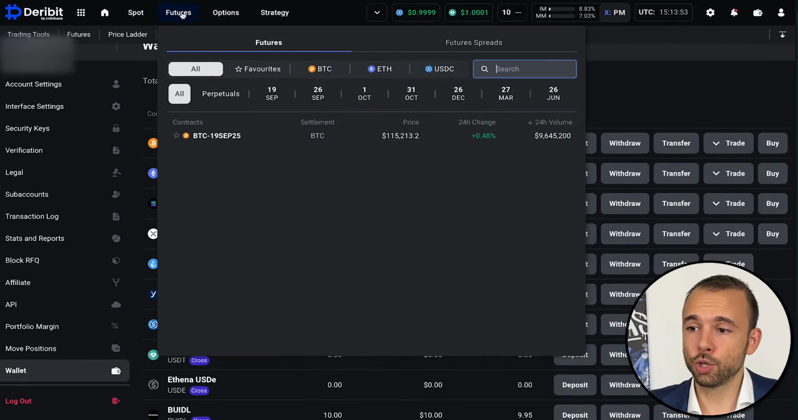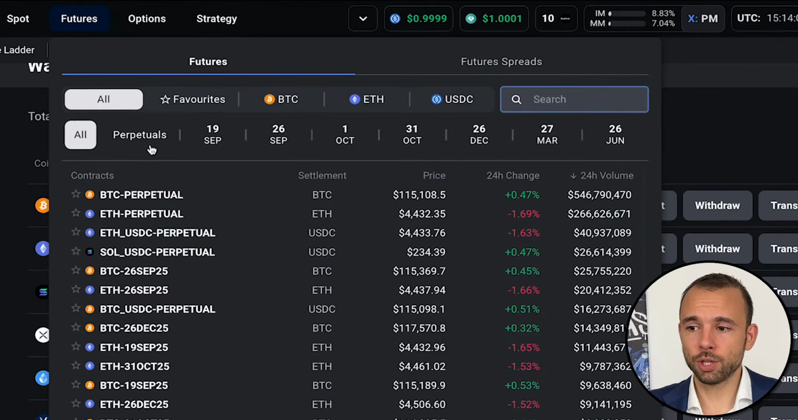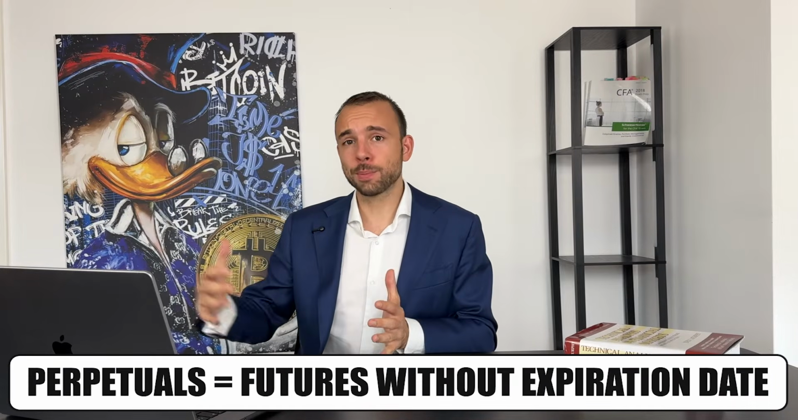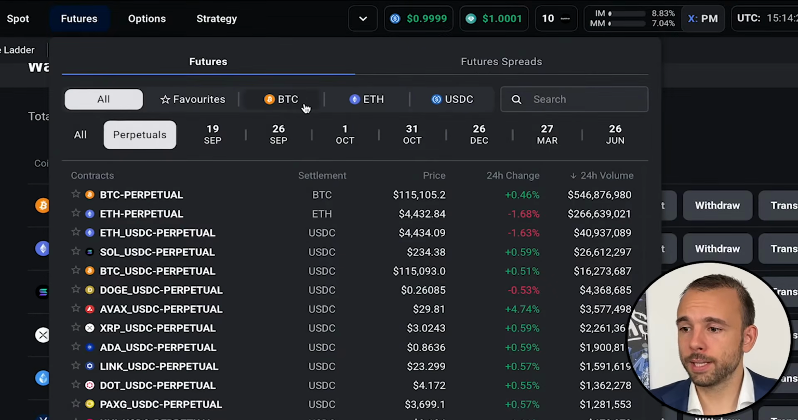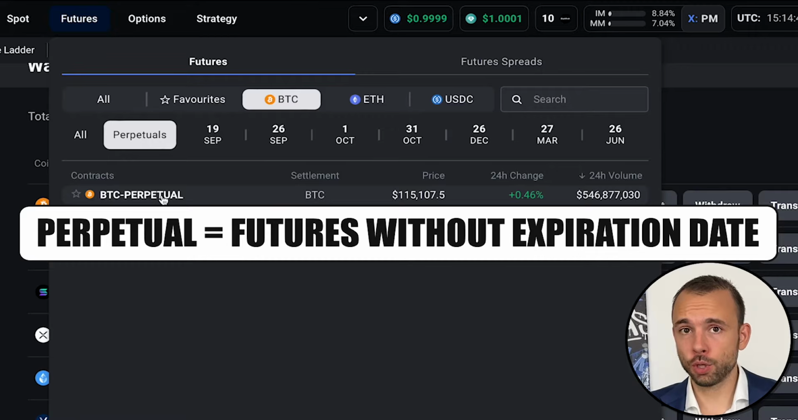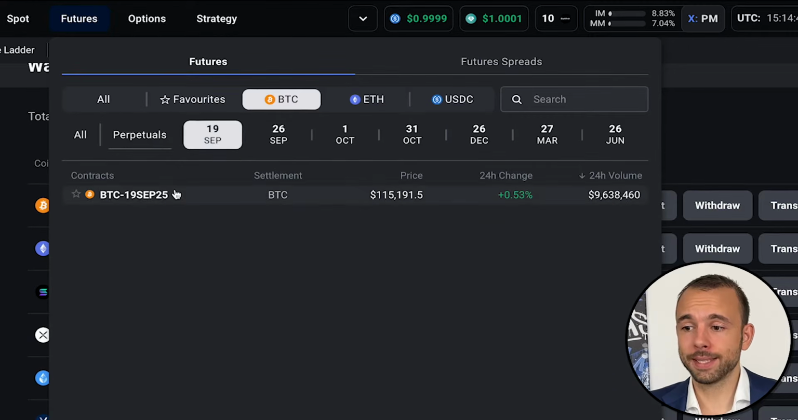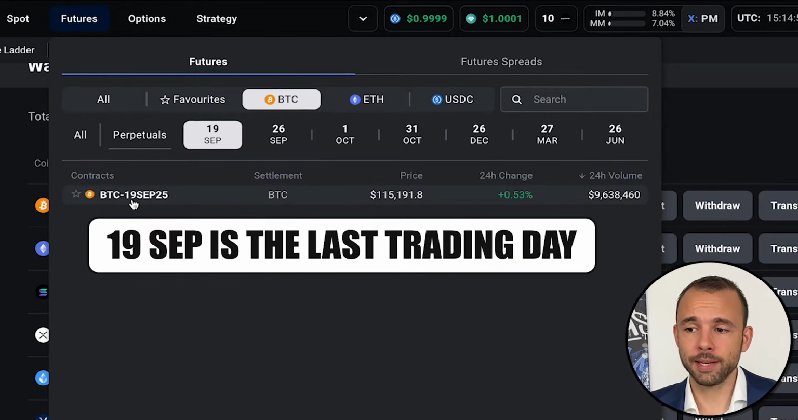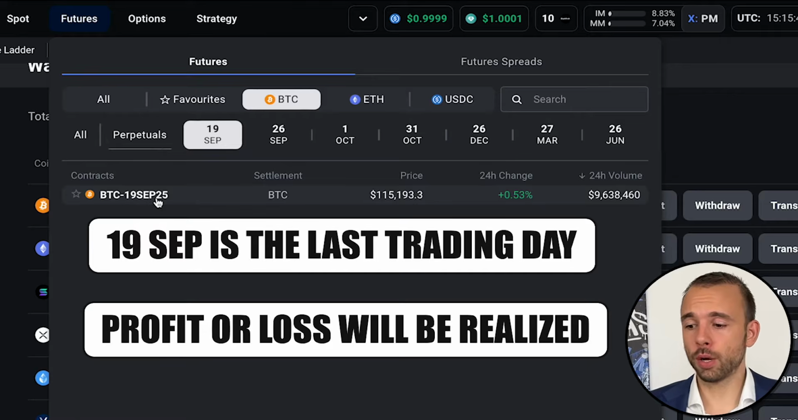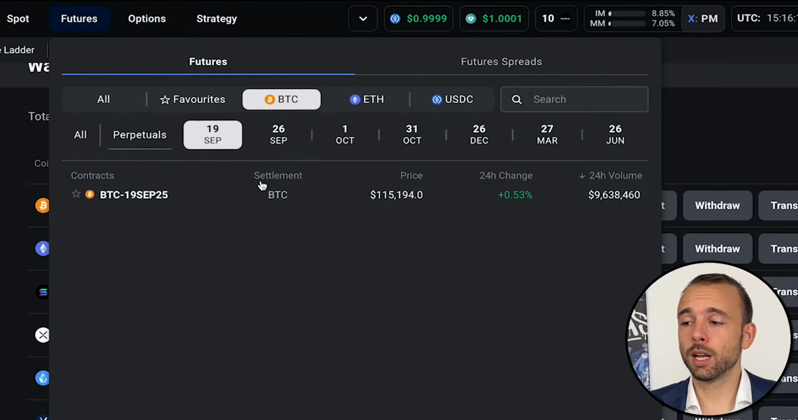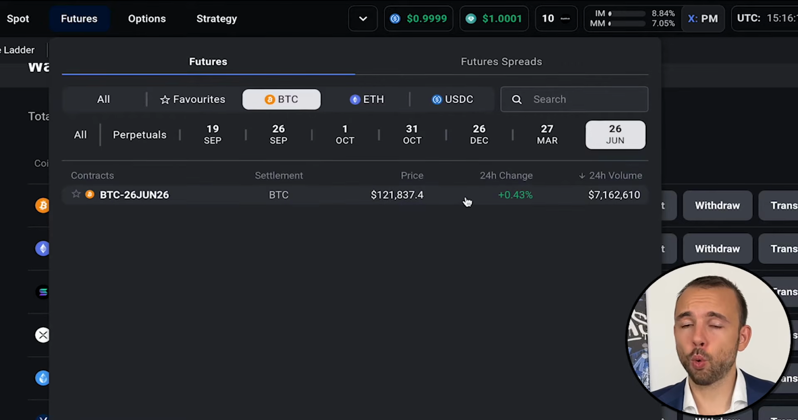And now let's take a look at the futures trading. So on Deribit you can trade perpetuals, so that means futures with no expiration date, and also futures with a fixed expiration date. So for example, if we select Bitcoin, we can find a perpetual future here, and also we can find the futures with fixed expiration date. So if we select the Bitcoin future with expiration date of 19th of September 2025, the cash settlement will take place at this date. And this means that my position will be closed automatically on this date, so the profit or loss will be realized. And as you can see, the longest maturity is almost 1 year from now.